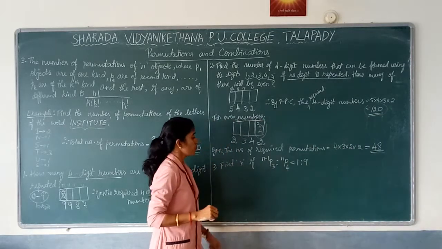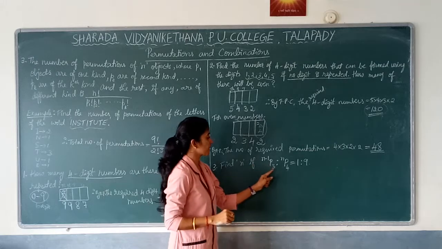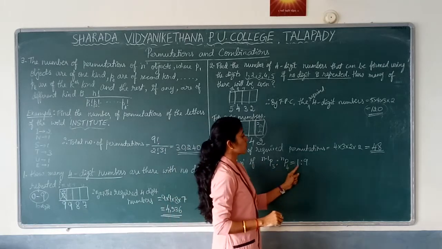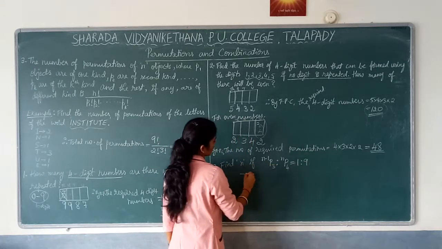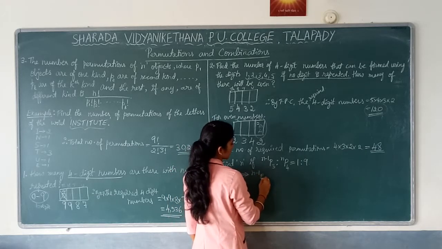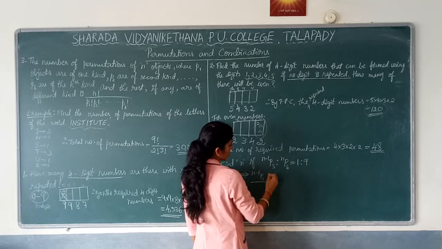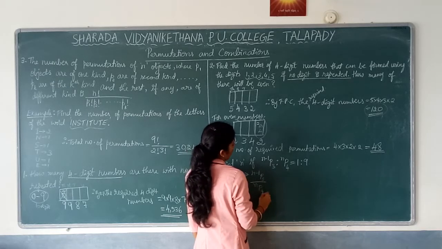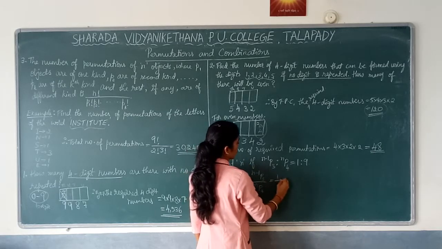The next one: find n if (n minus 1)P3 is to nP4 is equal to 1 is to 9. Now, whatever is given here, let me write (n minus 1)P3 ratio and convert into division: (n minus 1)P3 divided by nP4 is equal to 1 by 9.